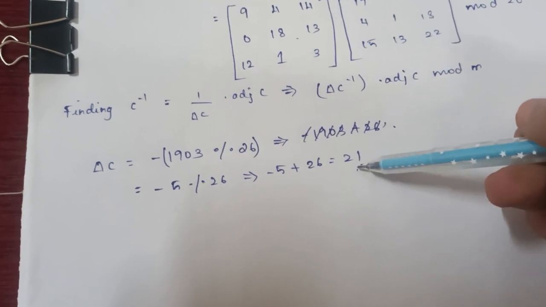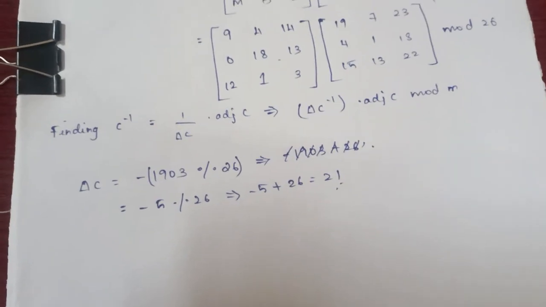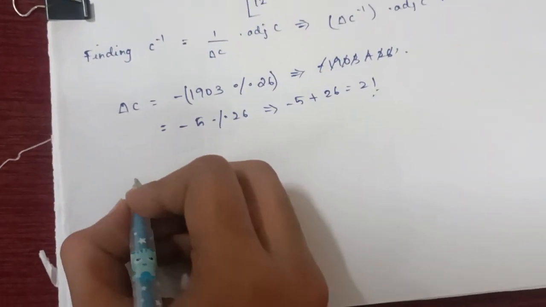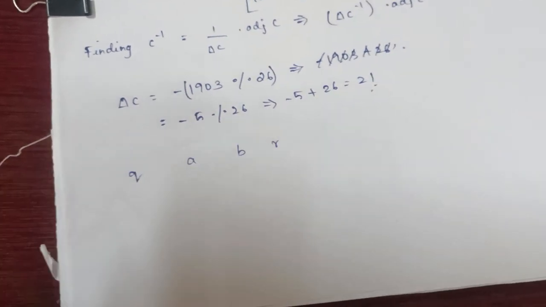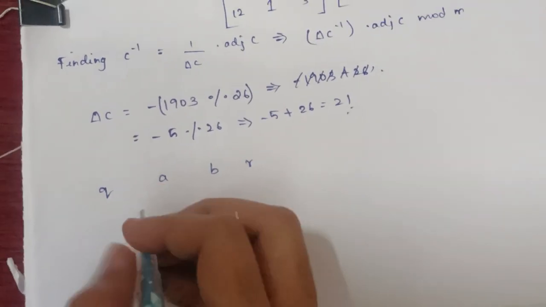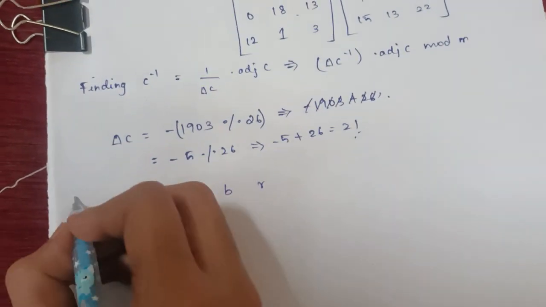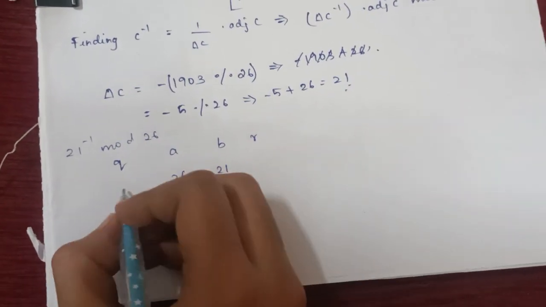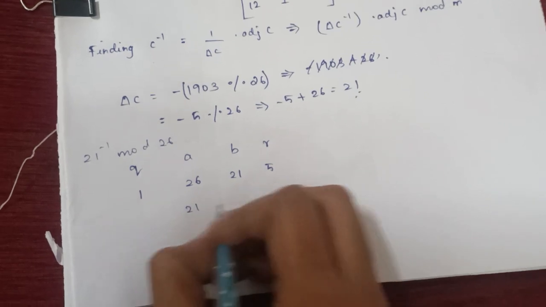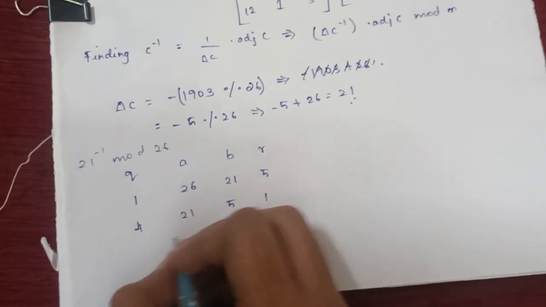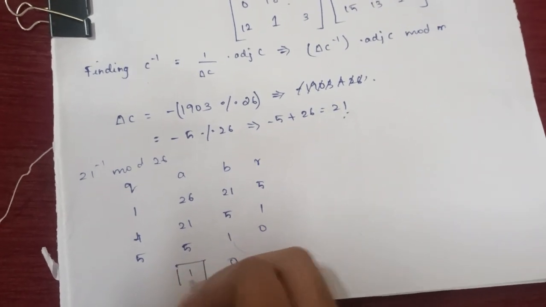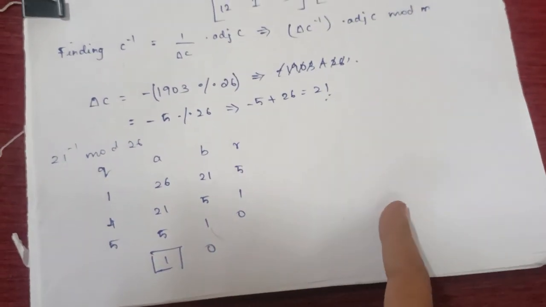Now the next step is to find the determinant inverse. For this we use Euclid's and extended Euclid's algorithm. We write Q, A, B, R for Euclid's algorithm. We are going to find 21 inverse mod 26. So A goes to 26 and B holds 21. Quotient is 1, remainder is 5. Then 21 by 5, quotient is 4, remainder is 1. Then 5 by 1, quotient 5, remainder is 0. Since the gcd is 1, the multiplicative inverse exists. Now let us go to extended Euclid's.